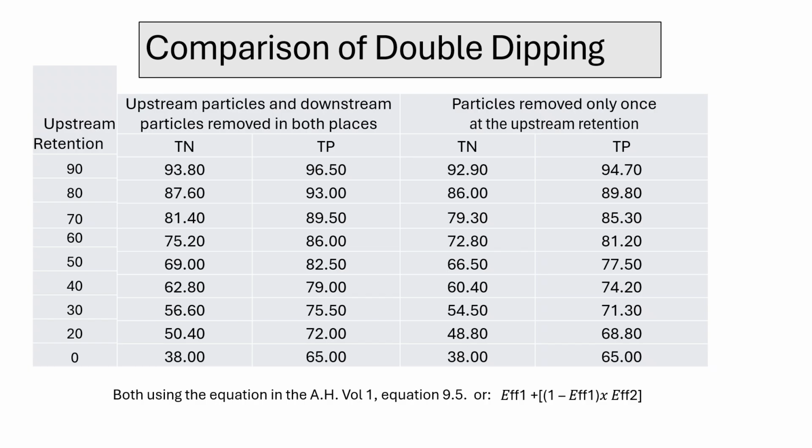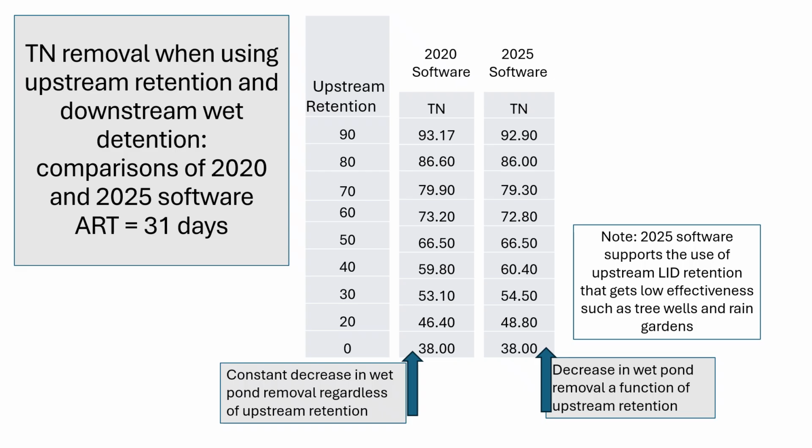Here, we're comparing the total nitrogen or TN removal capabilities as predicted by two different software versions. The 2020 software, known as BMP Trains, and the upcoming 2025 software, BMPFast. Our scenario involves an upstream retention system combined with a downstream wet detention pond, operating with an average residence time of 31 days. The key difference lies in how each software models the interaction between these two treatment stages.